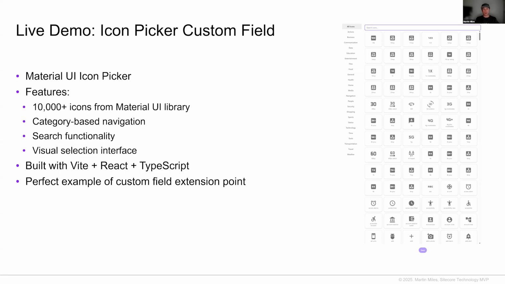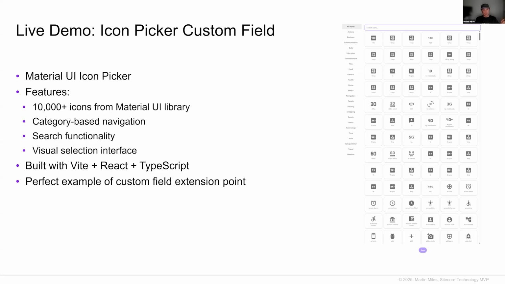It uses the Material UI icon library that itself has, I think, 10K icons. Icons are organized by categories like actions, business, communications, and so on. Content editors can browse by category or use the search functionality to find a specific icon. When they find the icon that they want, they click. Then they click the Save button, and the selected icon is stored in the Sitecore field because it's a custom field extension.